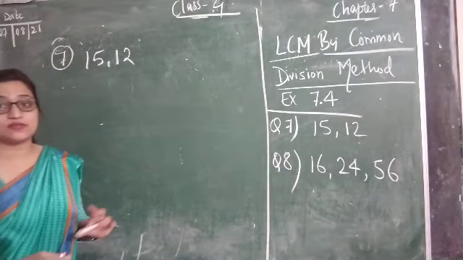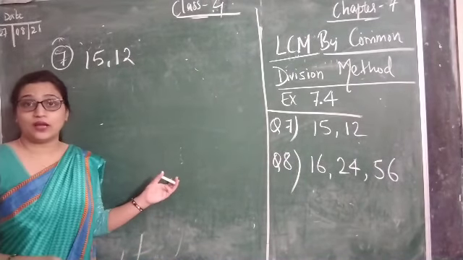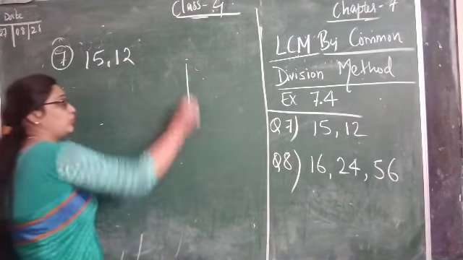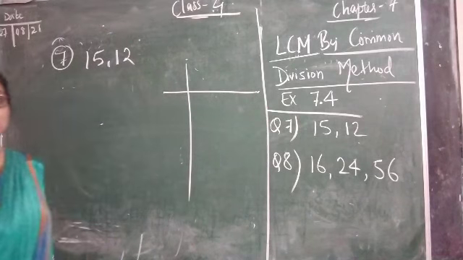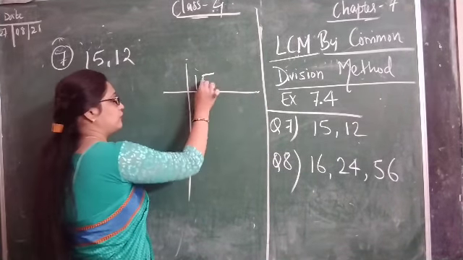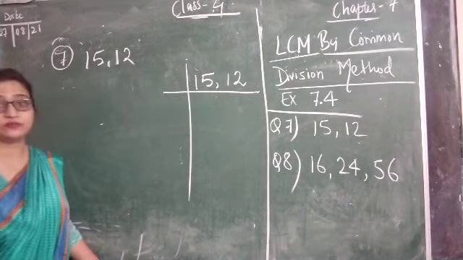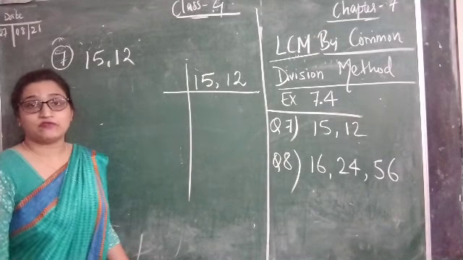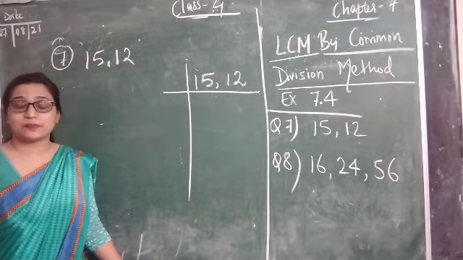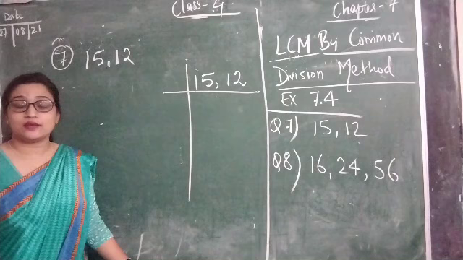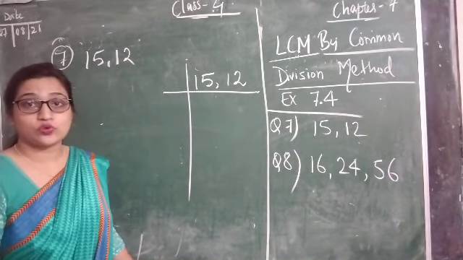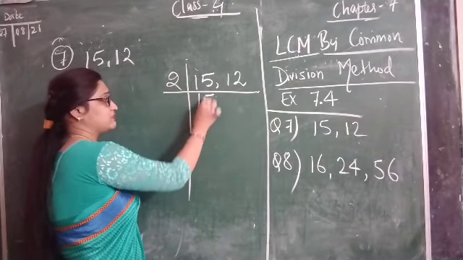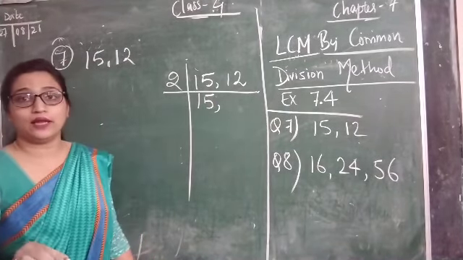Okay, so let's start with the 7th question, that is 15 and 12. First step is to find their prime factors. Here we are finding the LCM, so we are taking these two numbers together, 15 and 12. Let's divide the numbers by their smallest prime factor. For 15, the smallest prime factor is 3, but for 12, the smallest prime factor is 2. So we have to go in ascending order. So let us take 2, and 15 as it is, because it cannot be divided by 2.